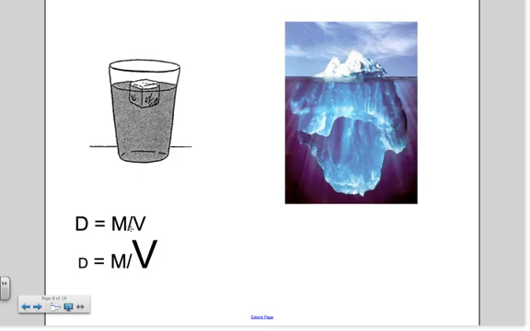How is that possible? So here's the density of water. It's mass divided by volume. And if I take water and I freeze it, it's still going to have the same mass. So my mass is the same. But because it expands, that volume gets larger. And since I'm dividing by a larger value, my density gets smaller. And therefore it floats.